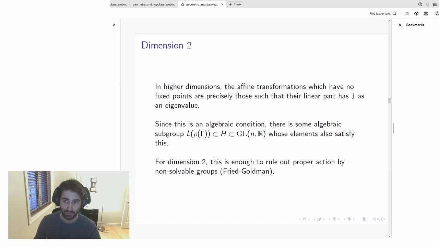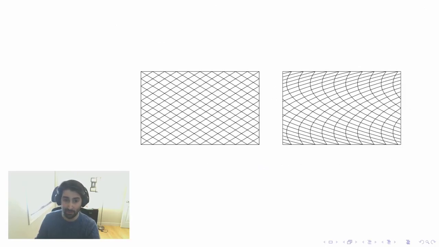And for dimension 2, Fried and Goldman showed that this is enough to rule out any proper action by a non-solvable group. These are examples of proper affine actions in dimension 2. You have sort of the Euclidean ones, where you have translations in linearly independent directions, but you have slightly more complicated ones where you conjugate the left picture by a degree 2 polynomial, and you get weirder tilings that are preserved by a discrete group of affine transformations.